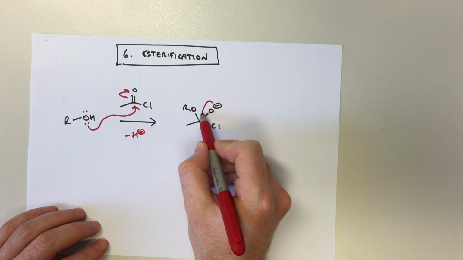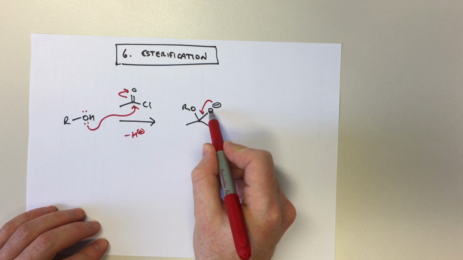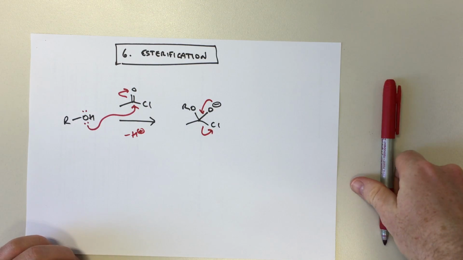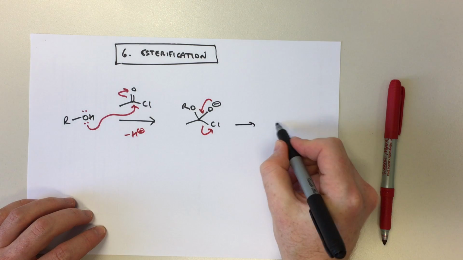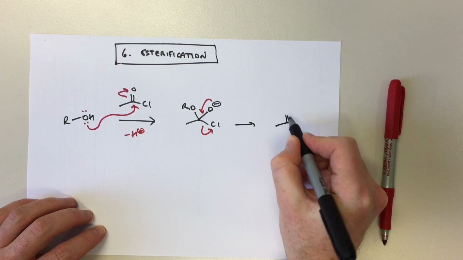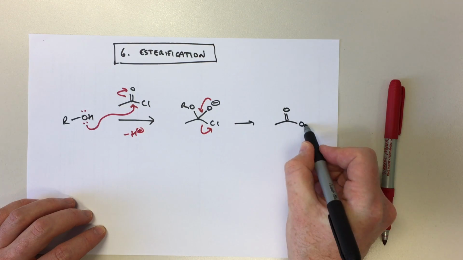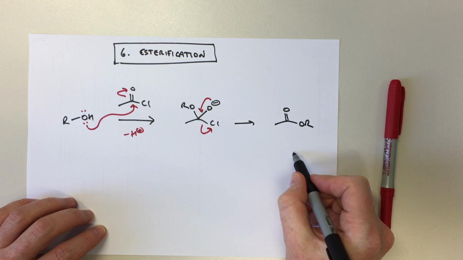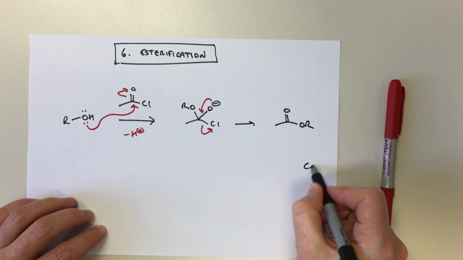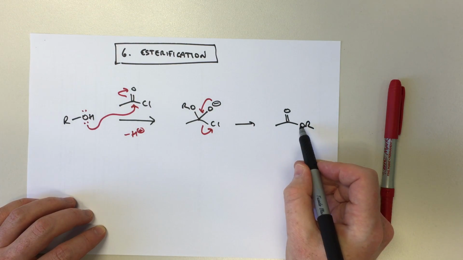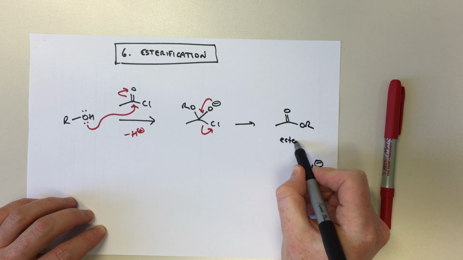So we're going to reform the carbon-oxygen double bond, and we're going to kick out this good leaving group, Cl-. So that will take us, so we've regenerated our carbon-oxygen single bond to a double bond, and now we've got an OR group attached. And the other product of the reaction is Cl-. The Cl- is not such an important part of the reaction. This is the one I'm interested in, and this, of course, is an ester.